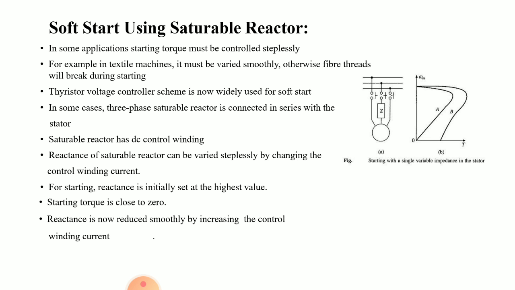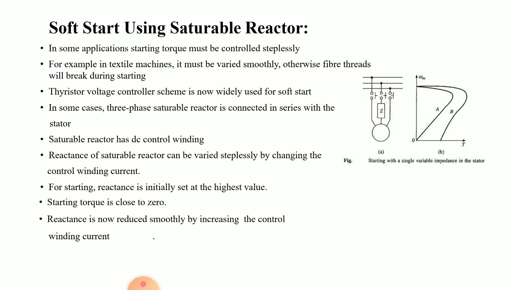Next one is soft start using saturable reactor. In some applications, starting torque must be controlled steplessly or smoothly. For example, in textile industries, the machine speed must be varied smoothly, otherwise fiber threads will break during starting. Nowadays the thyristor voltage controller scheme is widely used for soft start, and in some cases a three-phase saturable reactor is connected in series with the stator.